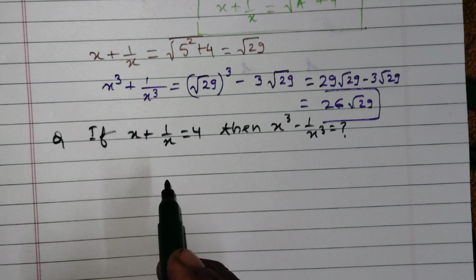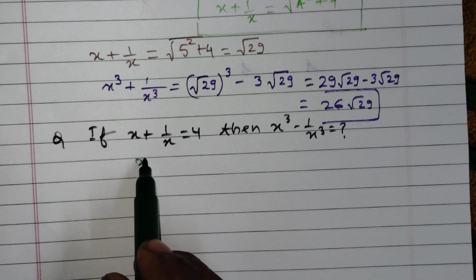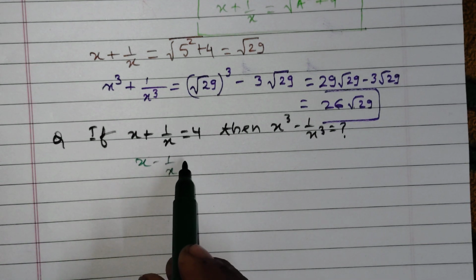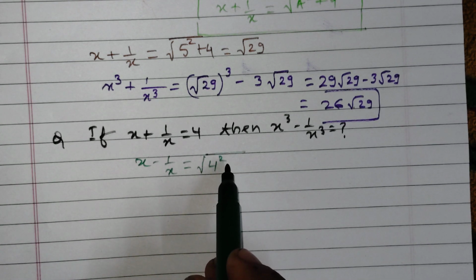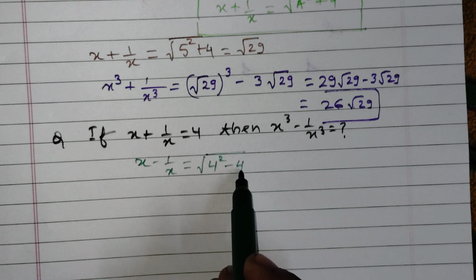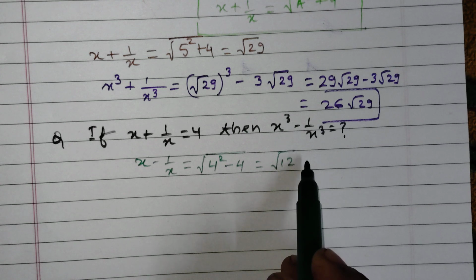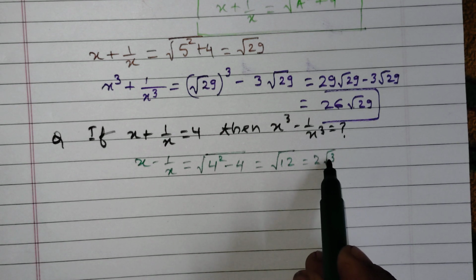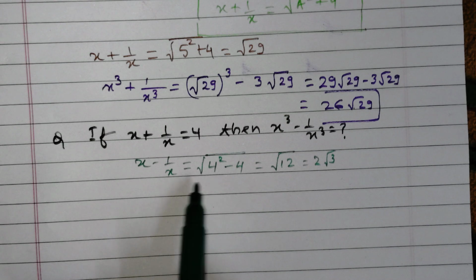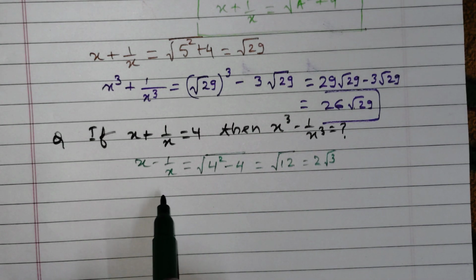In this question, first we convert into x minus 1 upon x. So x minus 1 upon x is equal to square root of 4 square minus 4. So 4 square is 16, 16 minus 4 is 12, so square root 12, and square root 12 is 4 into 3, 12 is 4 into 3, so 2 root 3. So x minus 1 upon x is 2 root 3.